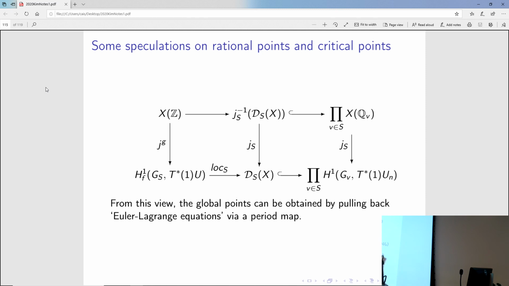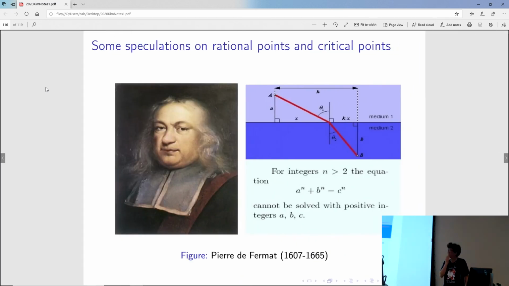So this picture is something that I really don't know how to use in a practical way right now. That's the sense in which it's essentially nonsense. But I can't resist thinking about it, and the reason is explained in this slide. So this is a picture of Fermat.